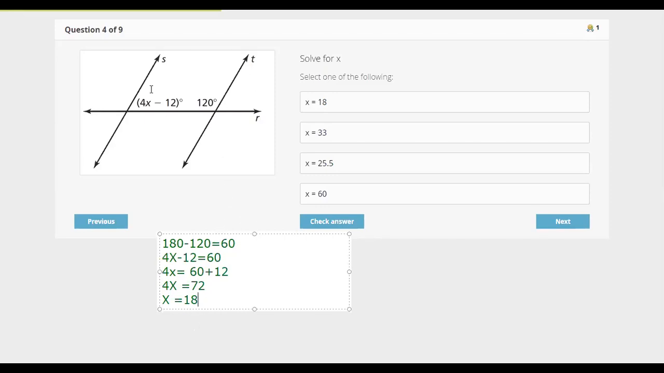Then, in case we have two consecutive interior or same side interior angles, which means they are supplementary, their sum equals 180 degrees. In this case, we add both together to equal 180, or we can subtract 180 minus 120, which means this part, 4x minus 12, will equal 60. After that, we solve the equation and find the value of the variable, which means the answer for this question will be equal to 18.